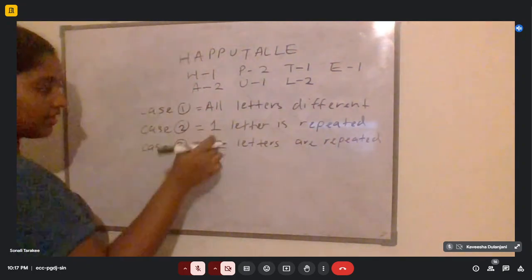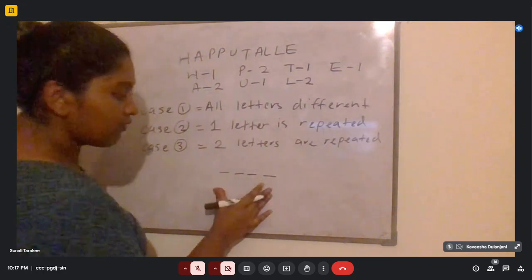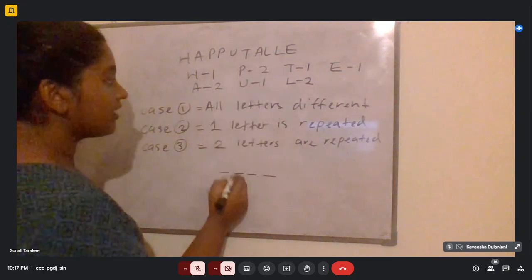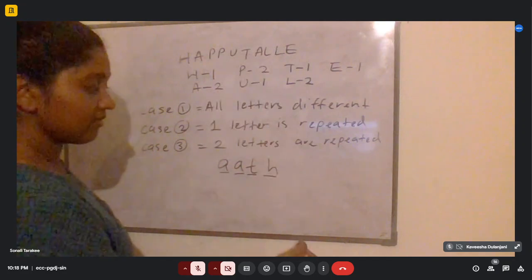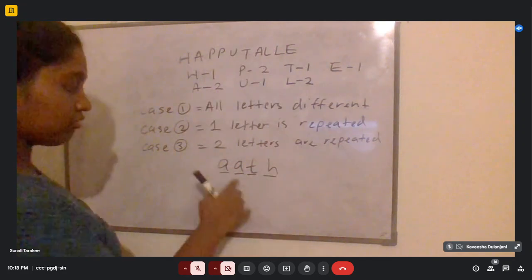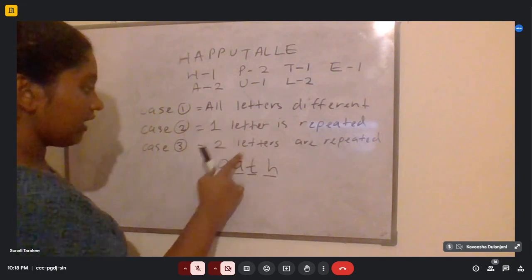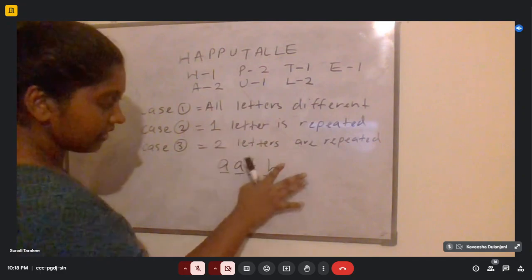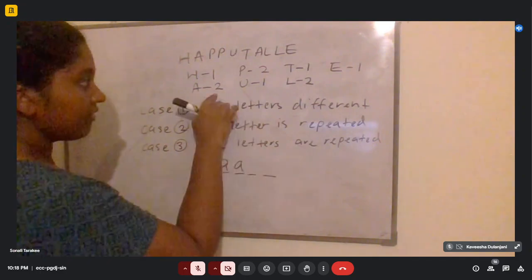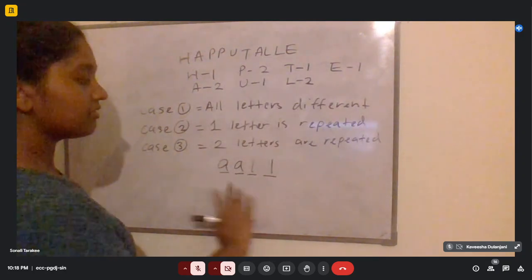That means here in case 2, one letter is repeated. Now let's take this four-letter word, and we have two A's. You can write A and TH. This is a word. So two letters are repeated here. That's why we take case 2 for one letter repeated. Here two letters are repeated. That means we have A and L. So this is also a scenario.